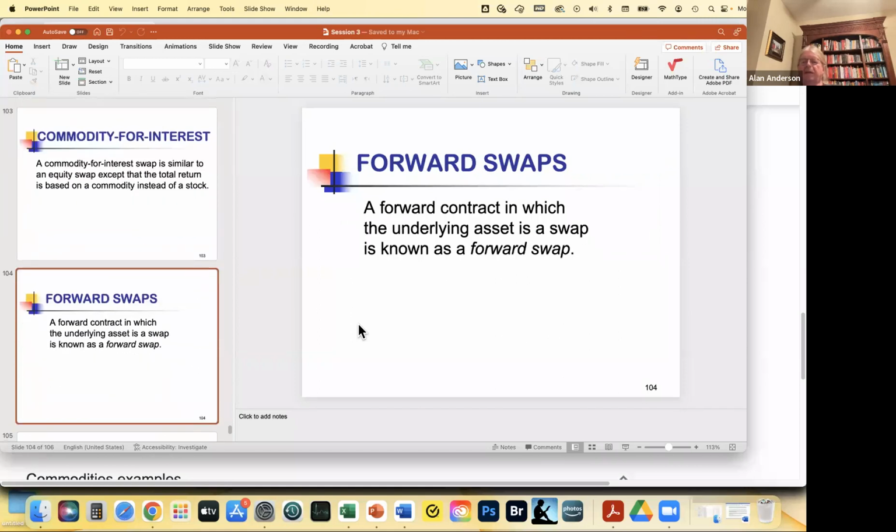Now, here's an interesting type of swap. This is sort of a hybrid between forward contracts and swaps. This is a swap that is not going to start until some point in the future, so we call it a forward swap. Or you can think of it as a forward contract which is written on a swap. So it gives you the right to enter into a swap at some point in the future where the details are fixed in advance. For example, if it's an interest rate swap, the swap rate is set in advance.